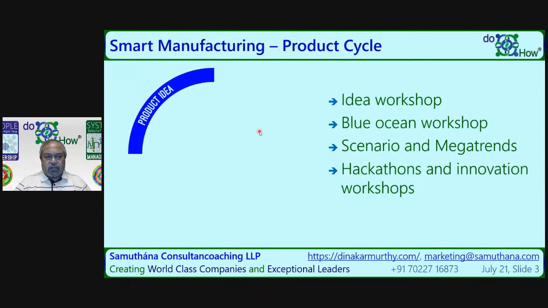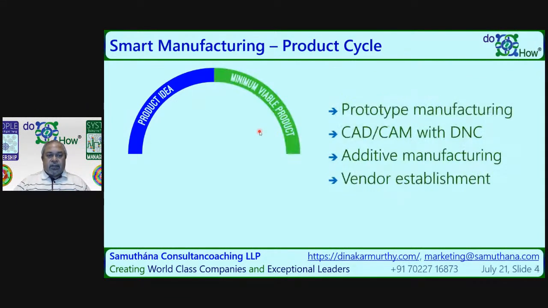Hackathons and innovation workshops are something new, which can be done in colleges. So these are the 4 areas where one could work to get an idea of what product can be manufactured or conceived as far as the business is concerned. Once the product is understood, today we'll talk in detail about the minimum viable product.